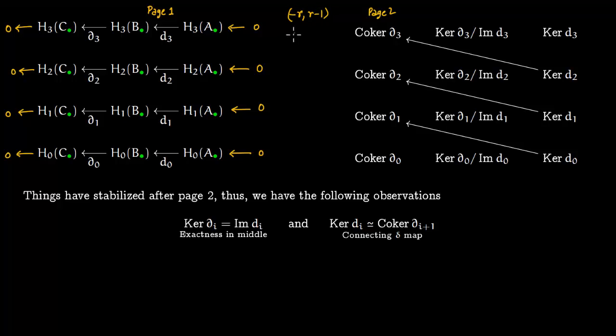So on page 2 you will be at minus 2, 1. So 2 left, 1 up. So you go 2 left and 1 up. So these are the arrows which are going up. Everywhere else we have zeros. So you have 0 here, 0 here, 0 here, 0 here, 0, 0, 0, 0.